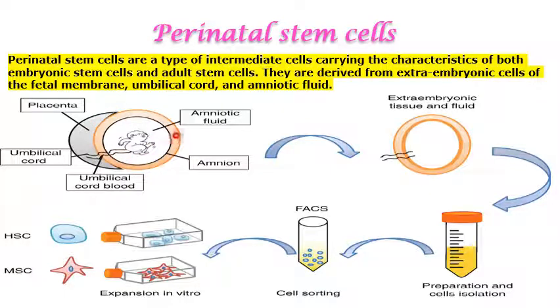From here the liquid has been collected and prepared for isolation, and after that the sorting, means differentiating whether it is hemopoietic stem cells or muscle stem cells. They are differentiated in in vitro conditions to grow, and this can be used for tissue transplantation. Another application of perinatal stem cells is in renal disease, cardiac disease, inflammatory disease, bone regeneration, and also for the treatment of spinal cord injury. In all these things, perinatal stem cells are very helpful.